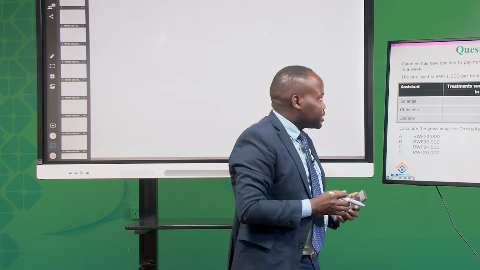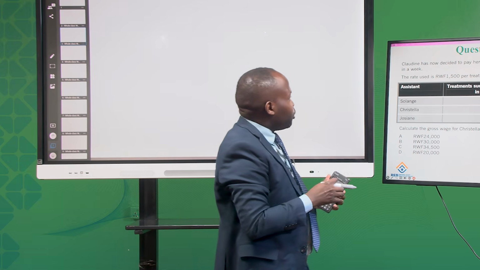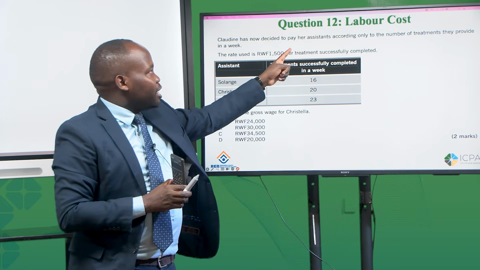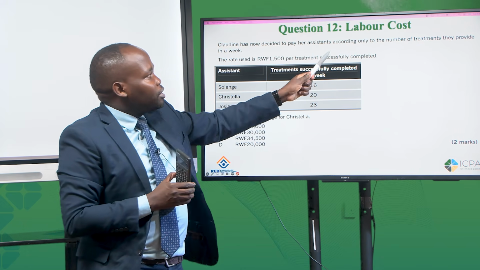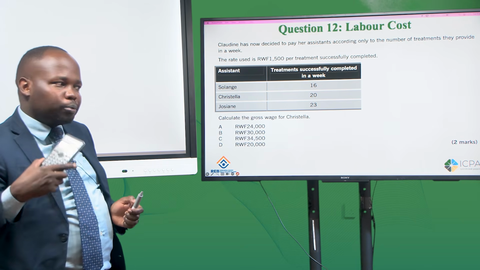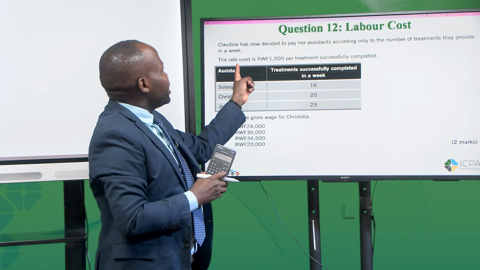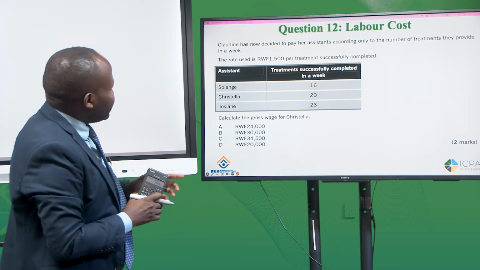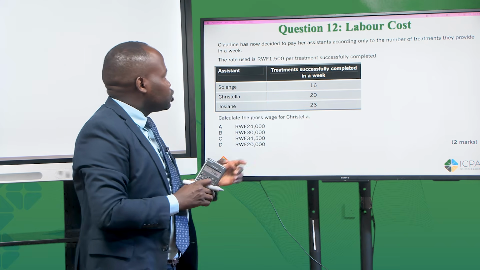Now, the next question is still on labor. I think we have gotten the same point. We have gotten the point, but we can quickly skim through these. Claudine has now decided to pay her assistants according only to the number of treatments they provide, according to the number of units. That's output-based. Output-based is also called piece work. Now, the rate used is 1,500 per treatment. So in this case, calculate the gross wage for Christella. So Christella is 20.